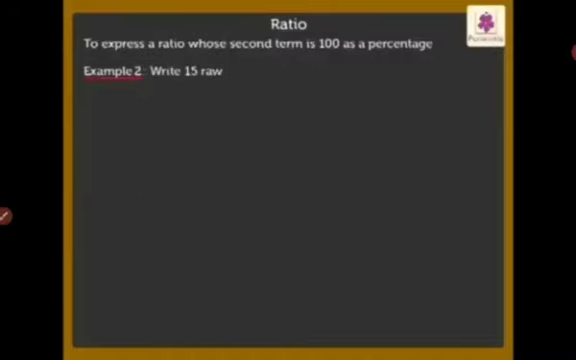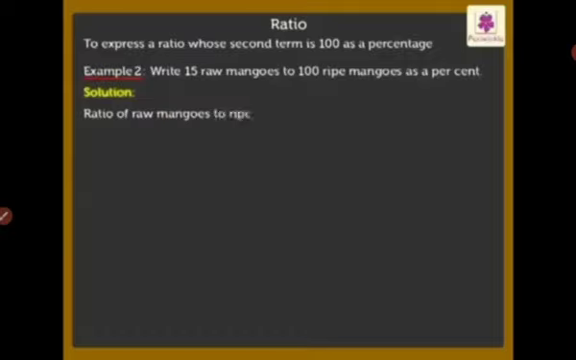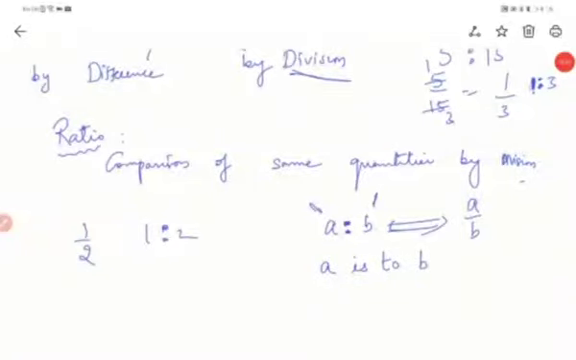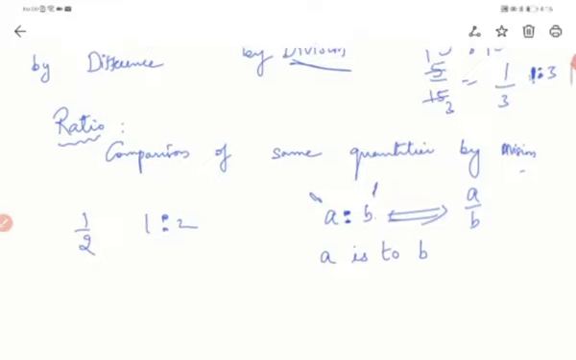Next, write 15 raw mangoes to 100 ripe mangoes as a percent. Here, we are given a ratio of raw mangoes to ripe mangoes as 15:100, which is equal to 15 upon 100. We write it in percentage as 15%. Now, try solving some examples on your own. So you had seen the basics of ratios. I hope you understood the video which was played just now.